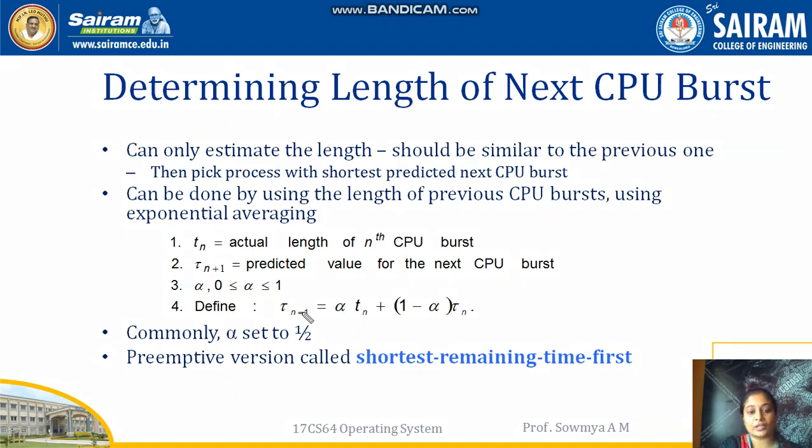Sorry, this is not n equal to 1, it is n plus 1. So tau n plus 1 means we know the nth value, the process Pn value, what was actually found and what was predicted. With the help of alpha, we get the next prediction value, the predicted burst cycle value for Pn plus 1.